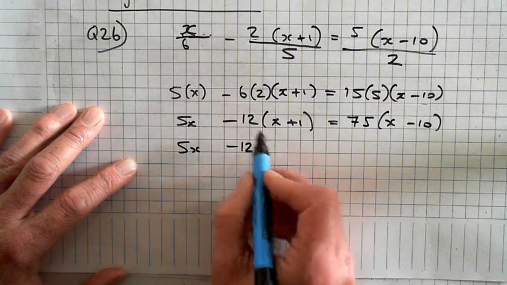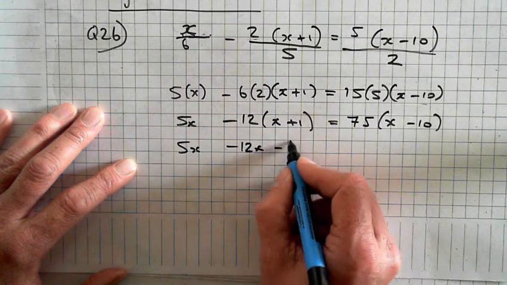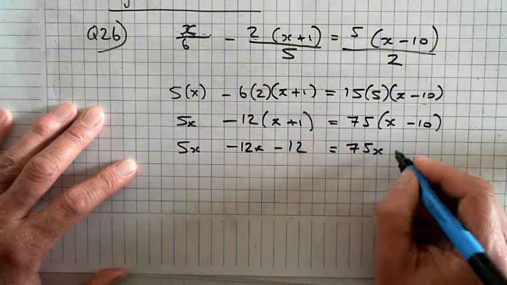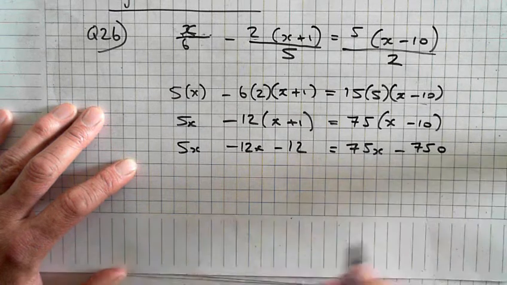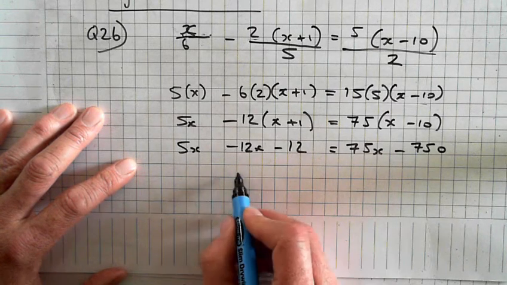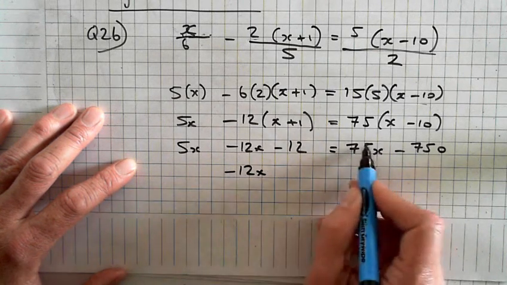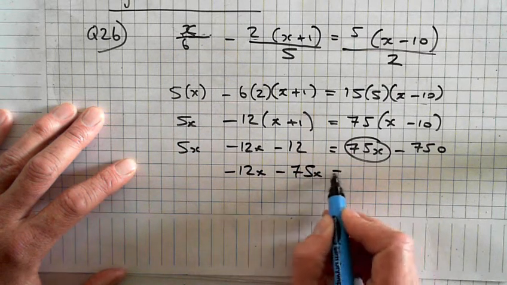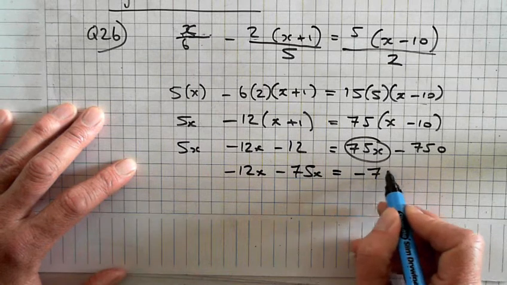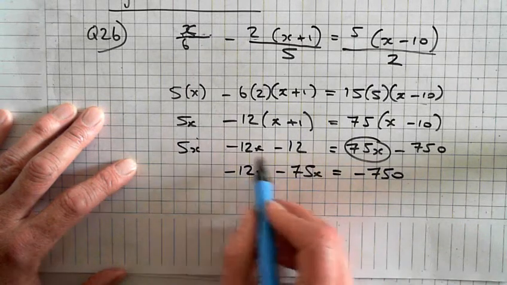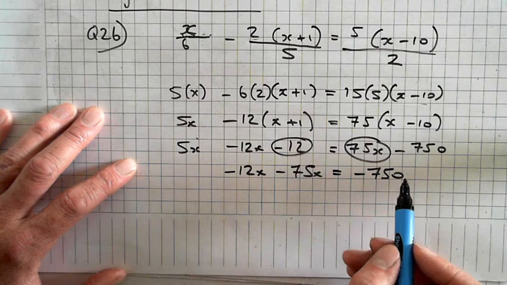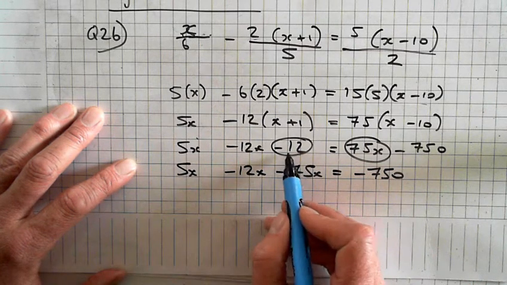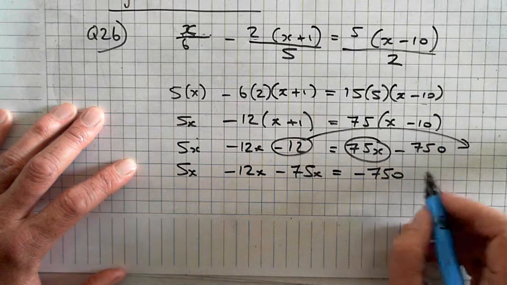So that's minus 12x, minus 12 times plus 1, minus 12, 75x and minus 750. And x is to the left. So bring this x across. Minus 75x. Over here you got minus 750. And bring the... Sorry, I forgot about the 5x there. Bring the minus 12 across. And it becomes plus 12.